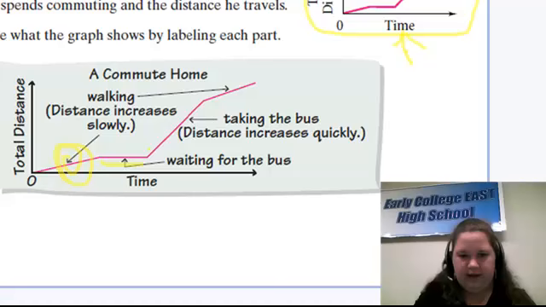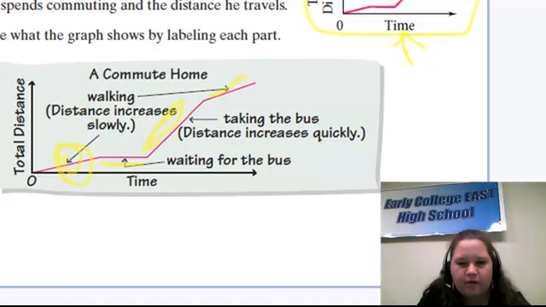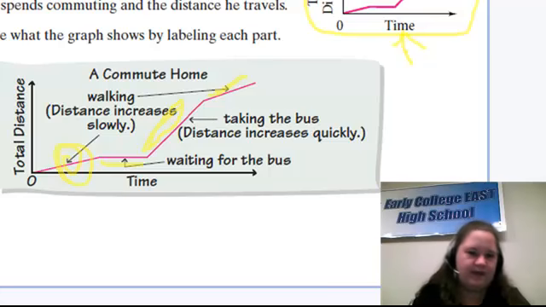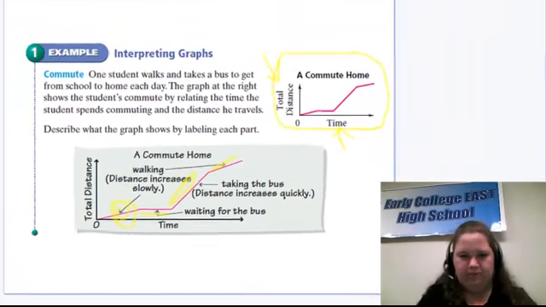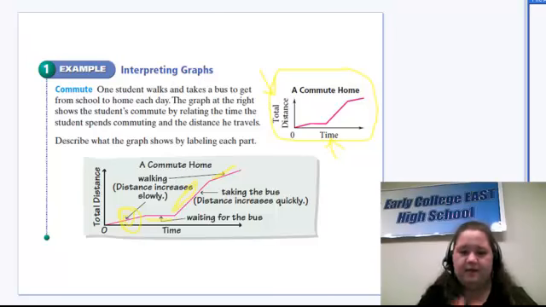Then all of a sudden the line takes off up here. And it's when he's actually taking the bus, and it's the distance increasing quickly. And then it goes back to slow. So now he's walking again. So he's walked to the bus, taken the bus, and walks home. So you see it goes a little bit for walking, no movement at all for waiting, quickly for the bus, and then a little bit again for walking home.